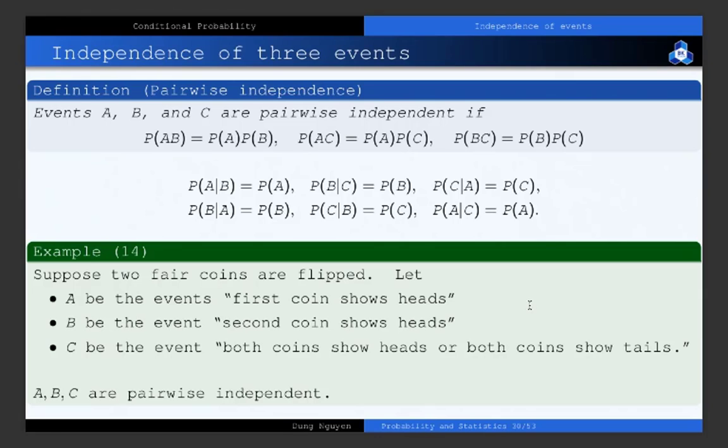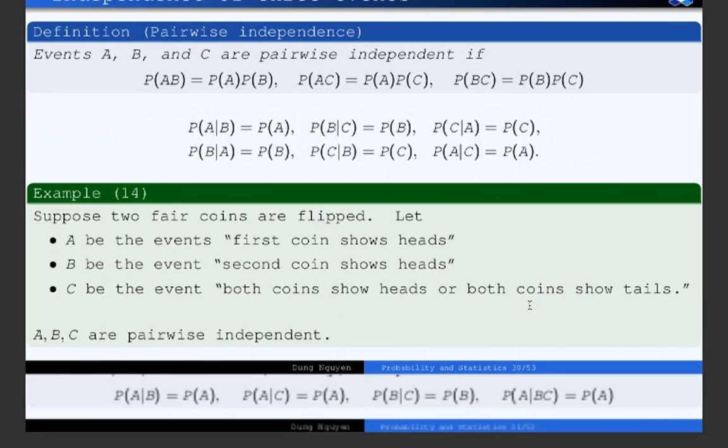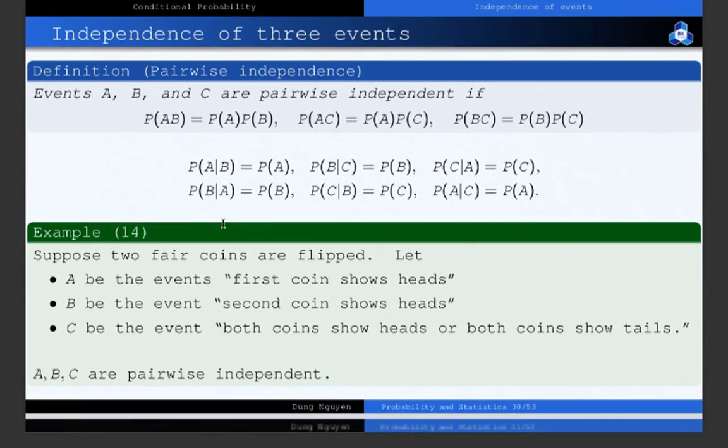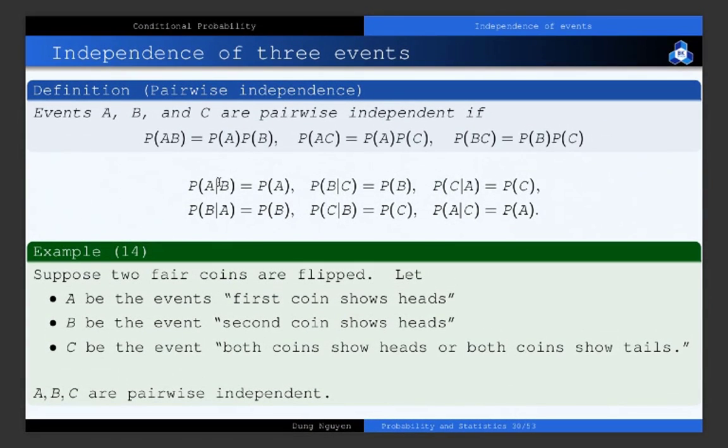Now, let's talk about the independence of 3 events. We already knew the independence of 2 events. If you have 3 events and each pair of them are independent, then we say that they are pairwise independent. It means that when you compute the conditional probability A given B, B given C, C given A, you can drop the condition. However, if you have 3 events involved in this probability, for example, the probability of A given BC, then you cannot drop the condition.